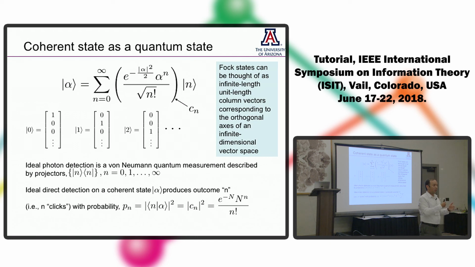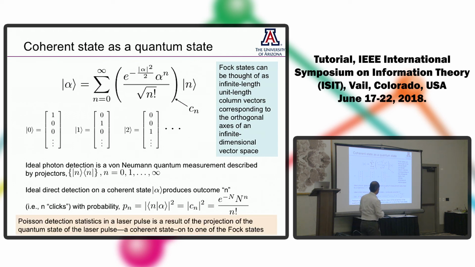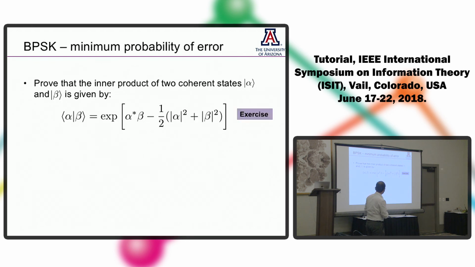So this application of quantum mechanics to understand photodetection statistics of laser light pulses is a little bit of an overkill. We don't need quantum mechanics to describe this output. This can be completely described using the semi-classical theory of photodetection, which is Poisson noise statistics when you put a laser pulse into a direct detection device. But clearly this is much more powerful because we can talk about all other classes of quantum light and their detection statistics. So Poisson detection statistics is a result of the projection of the coherent state into one of the Fock states.